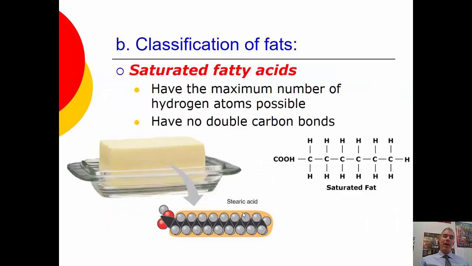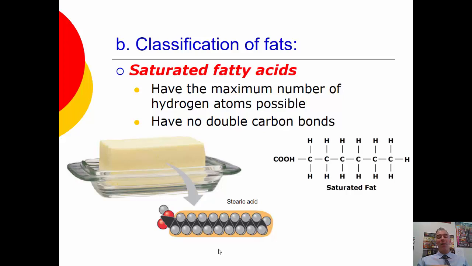Now when we classify these fatty acids, we classify them in 2 main ways. Are they saturated or are they unsaturated? And you may have heard of this before. So saturated fats have the maximum number of hydrogens connected to the carbons. So what that means is that there's all single bonds between the carbons here. And that makes it a very linear molecule, as you can see here.